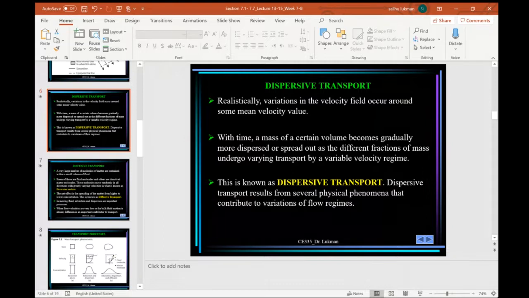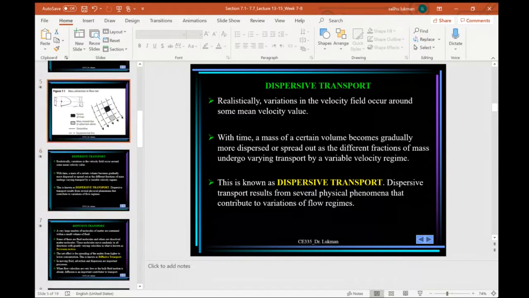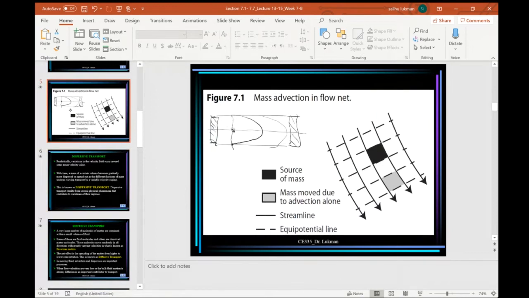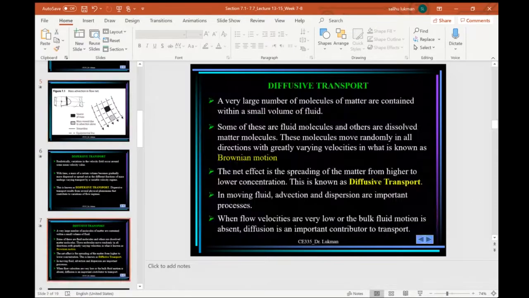which is dispersive transport. Realistically, variations in the velocity field occur around some mean velocity value. This is what I finished explaining. There is variation along some mean velocity value. This is the average, and this is the variation in the field. You may have some average velocity of the flow rate.